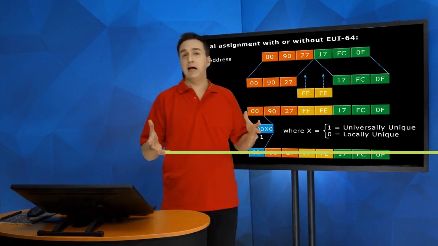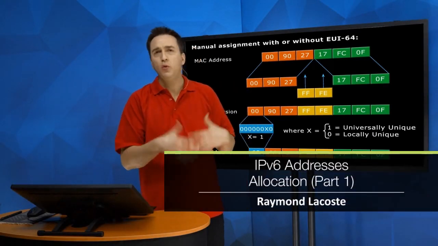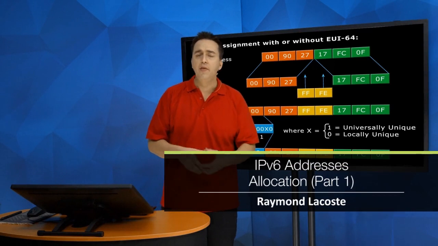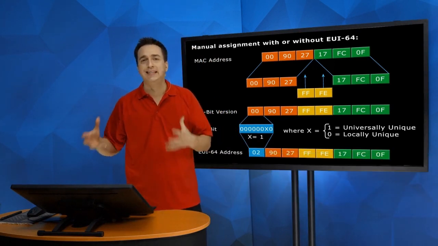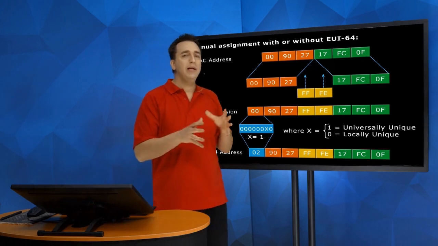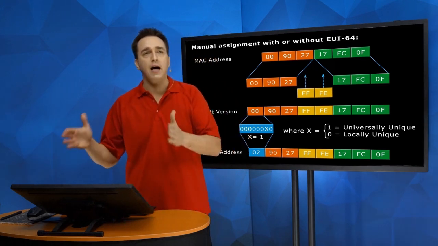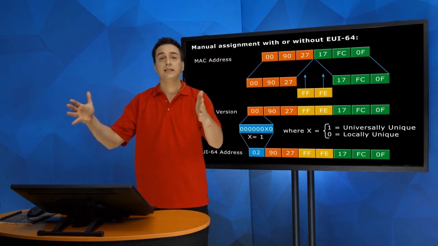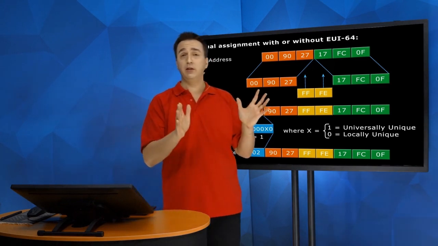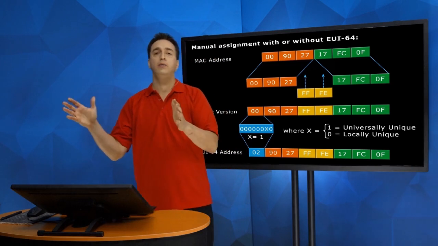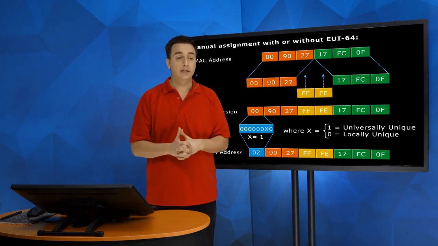With IPv6 addressing, we have our network portion, which we call the prefix, and then we have a host portion, which we refer to as the interface ID. So how do we assign that interface ID portion, the latter 64 bits of our address? Remember, the prefix is typically going to be a /64, so how do we assign the latter 64 bits?